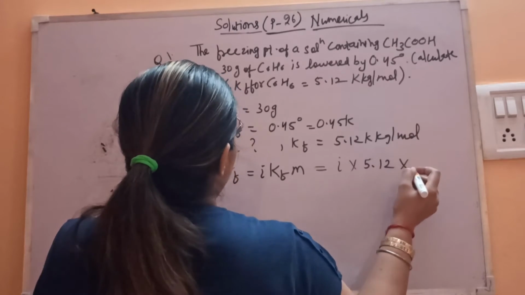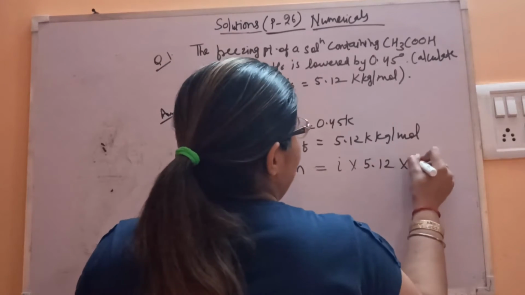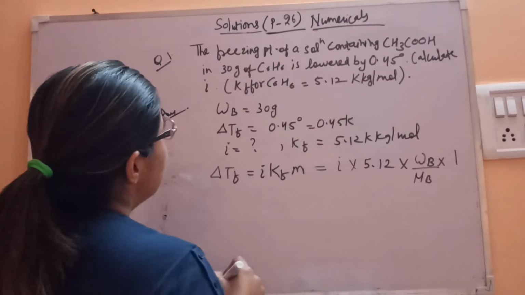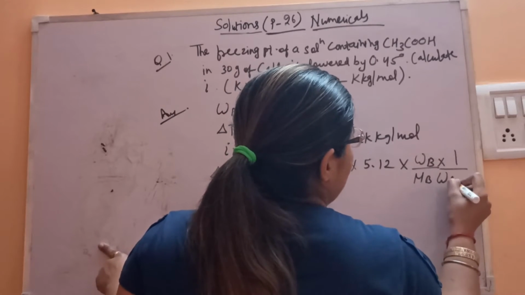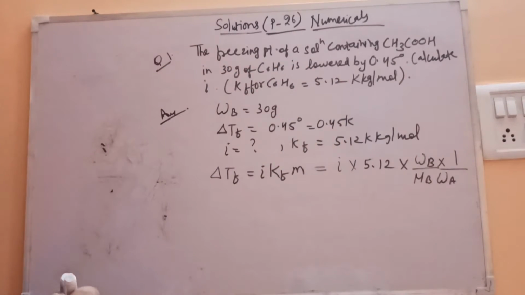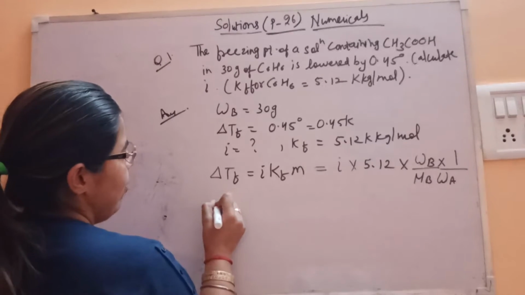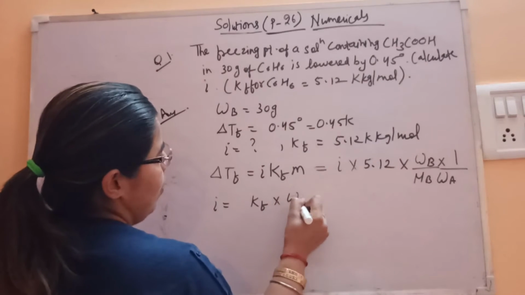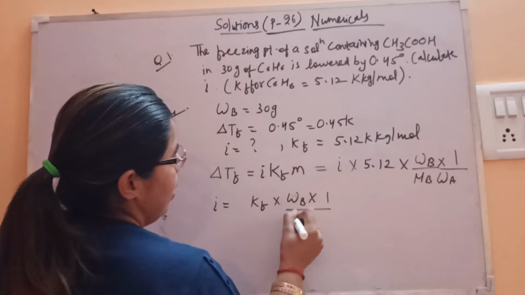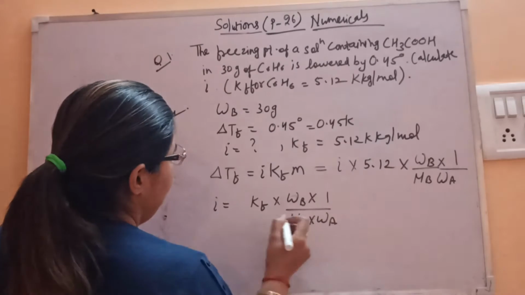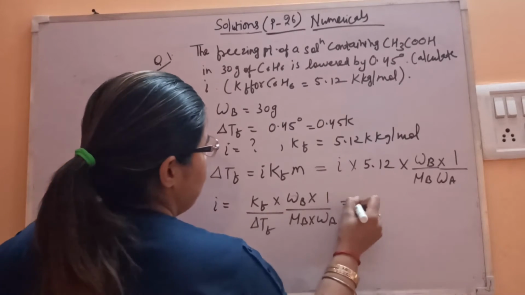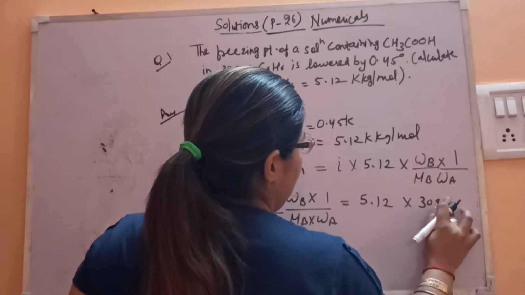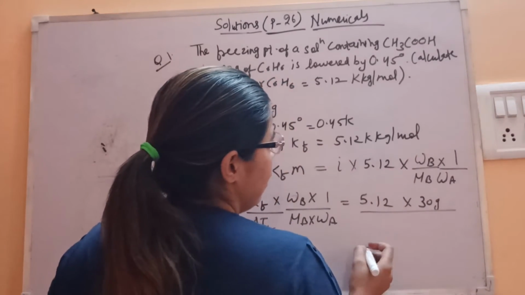5.12 into molality, that is given mass of the solute over molar mass. Then the solvent is benzene. Fine, so let's substitute all the values. Delta Tf we need to calculate. So Kf into Wb into 1 divided by Mb into Wa. Substitute 5.12 into Wb is 30 gram, divided by Mb.